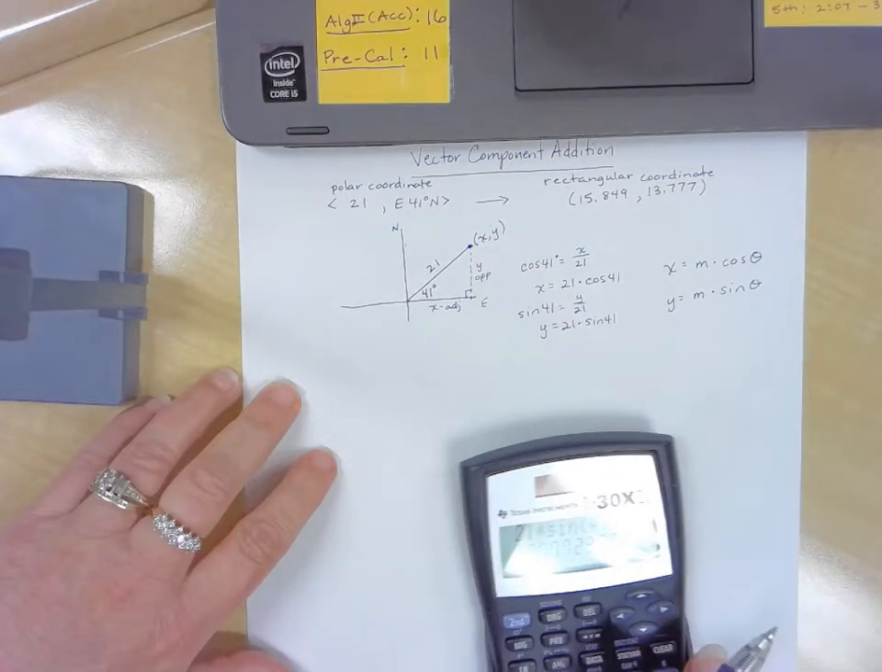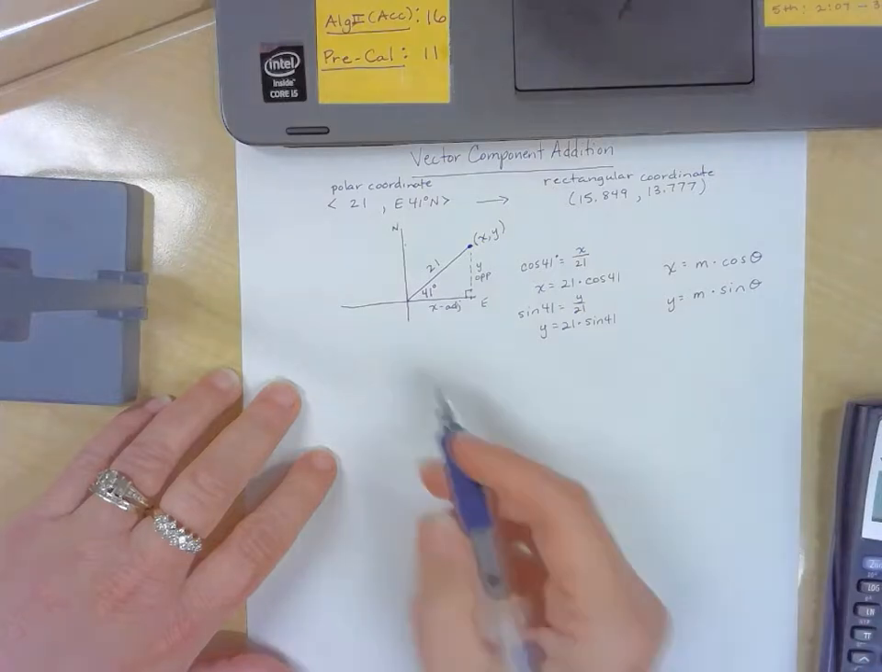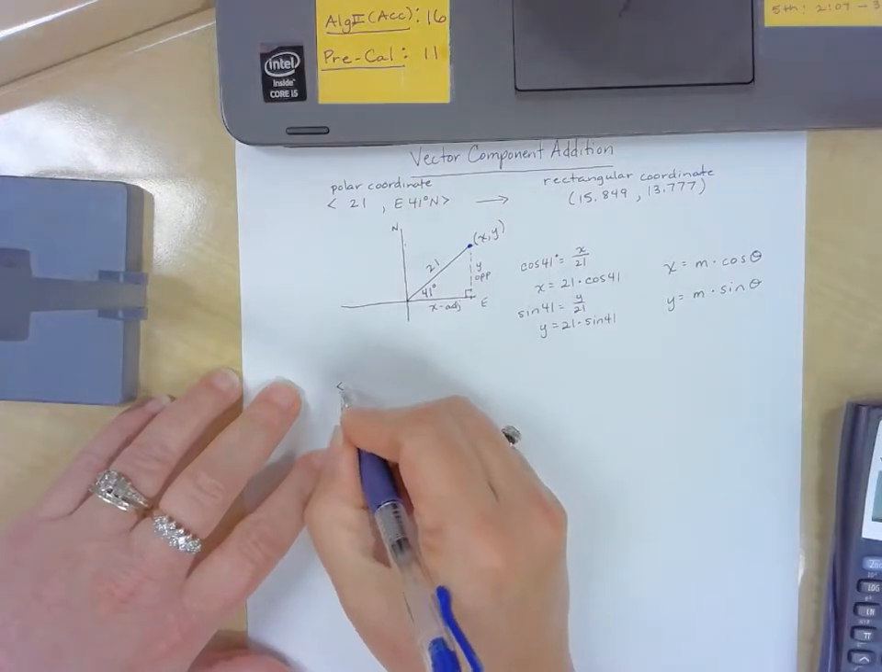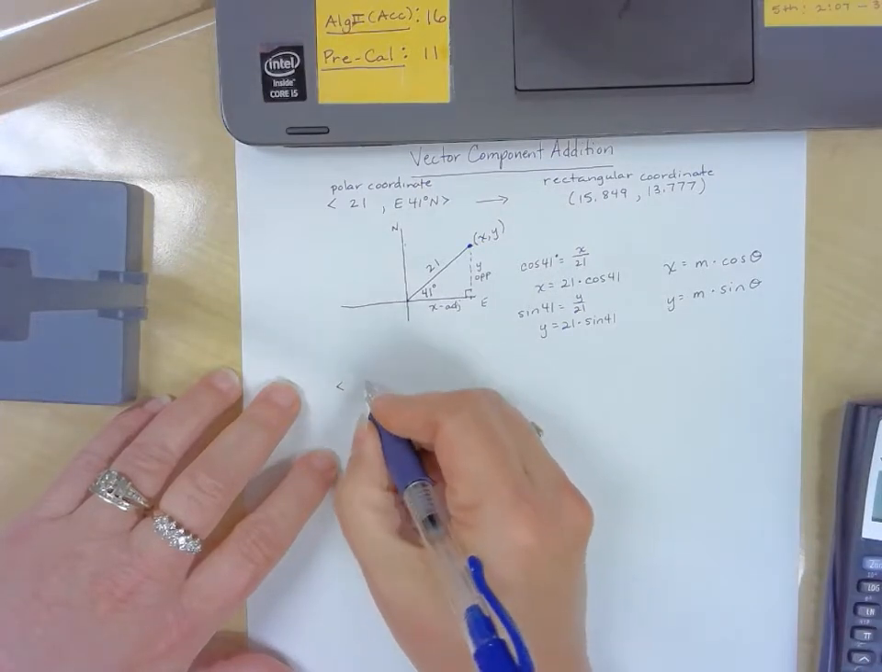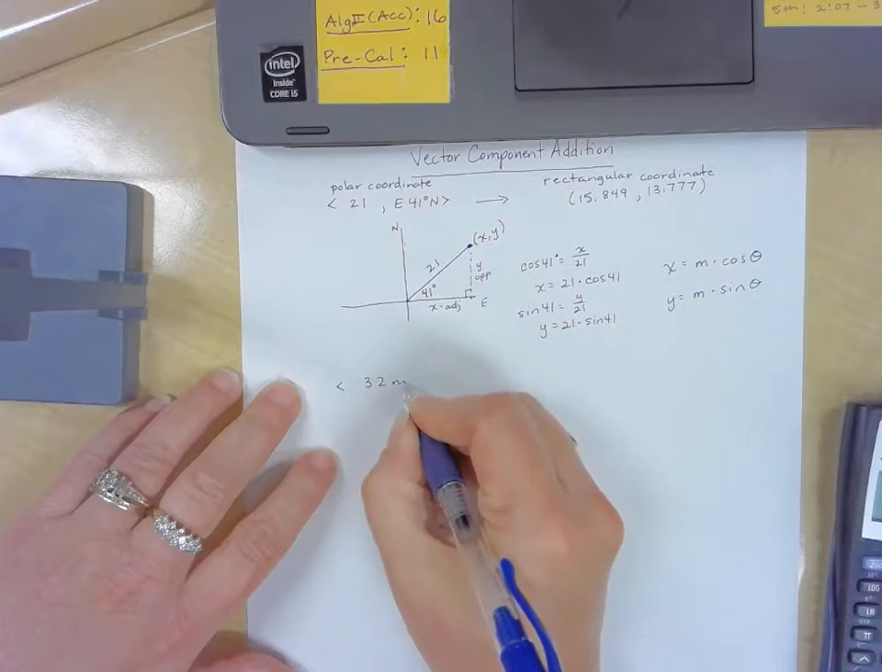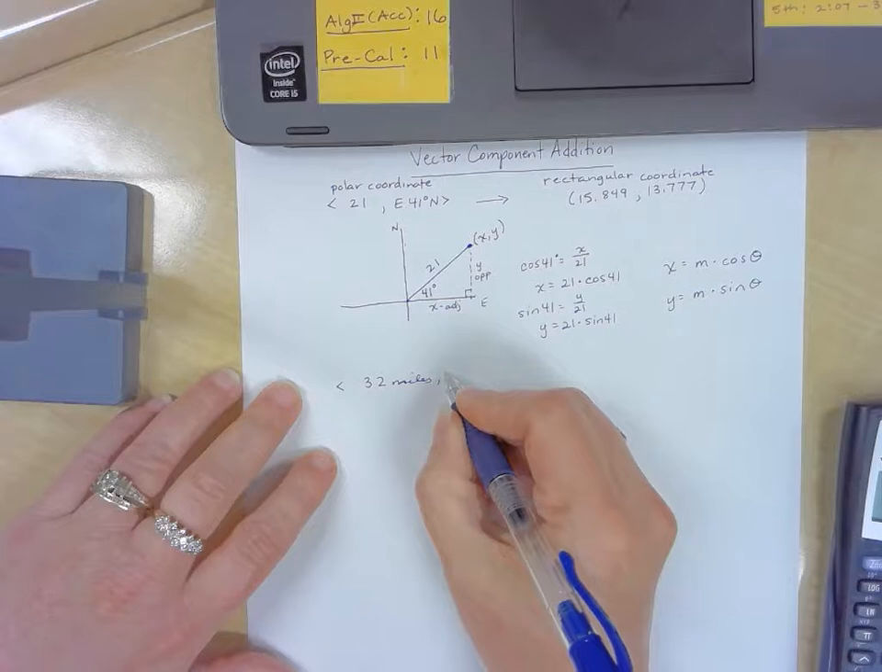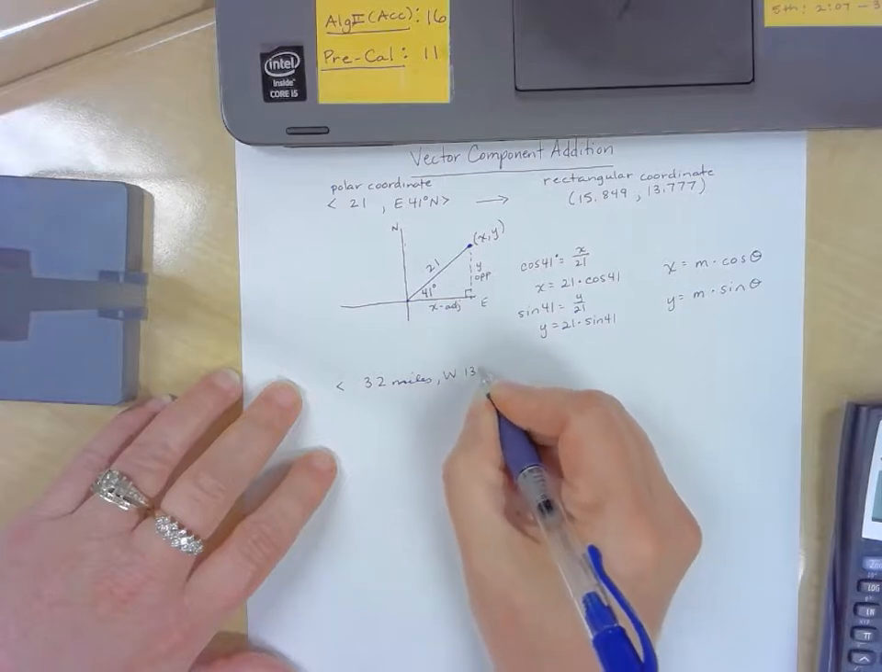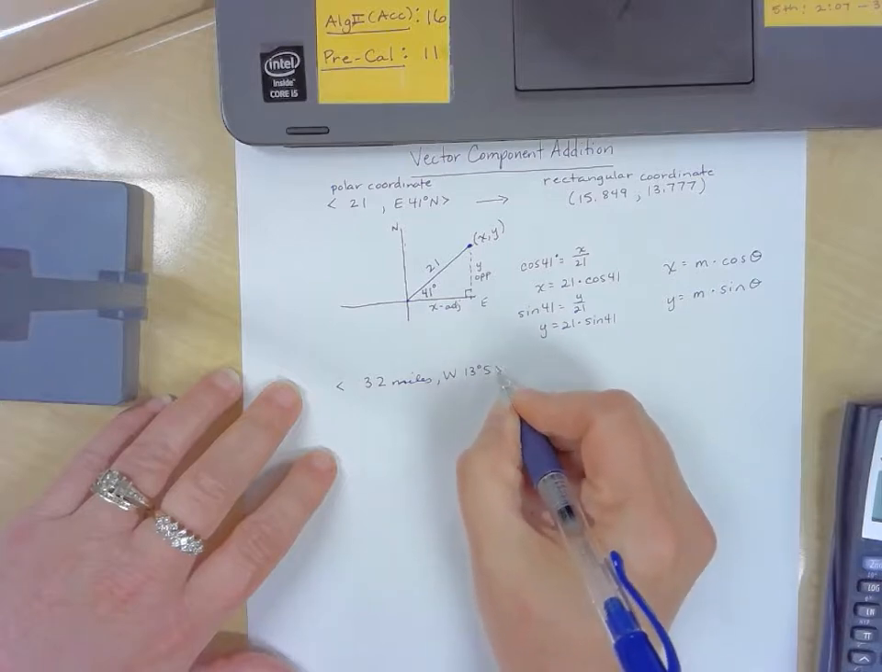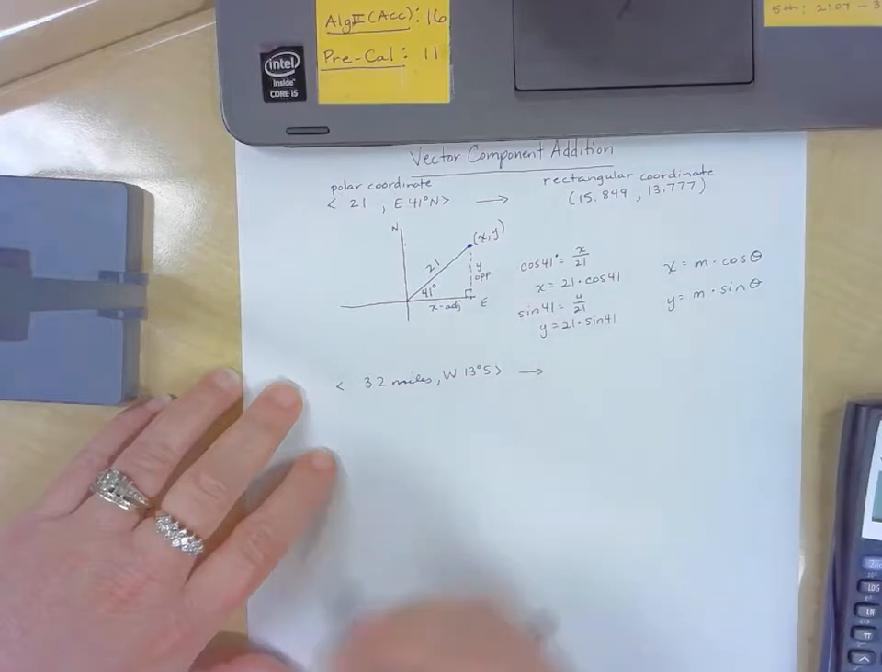So let's try another one. Let's say we've got a polar coordinate of 32 miles and a direction of west 13 degrees south. And we're going to change that to our rectangular.